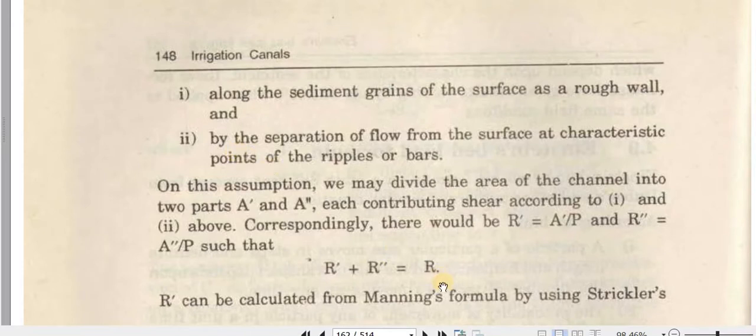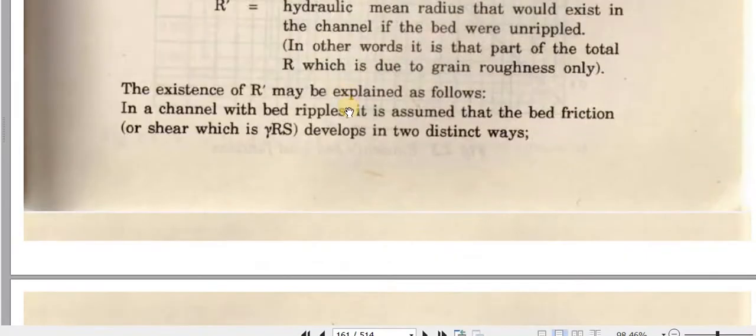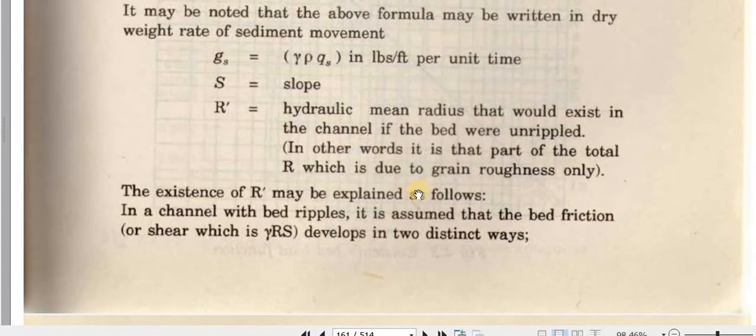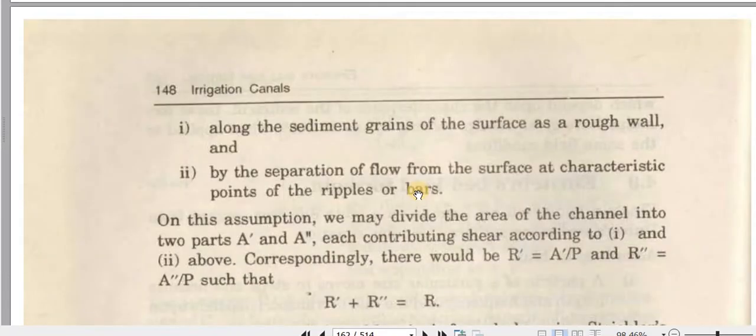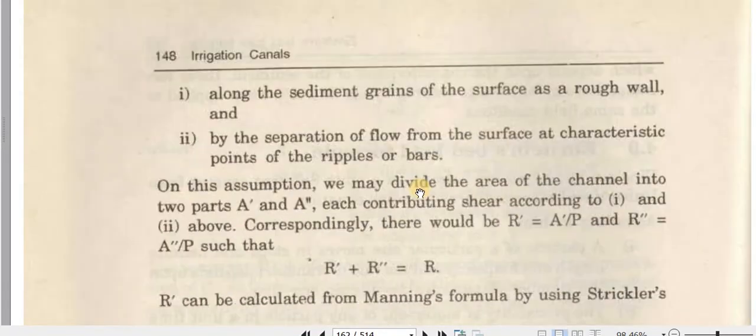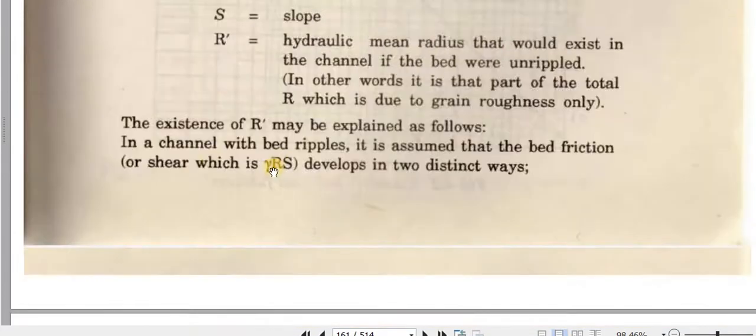different components, that is, if the bed was unrippled and if the bed was rippled. Basically, the bed is usually rippled due to non-uniform flow and unsteady flow. The existence of R dash may be explained as follows.